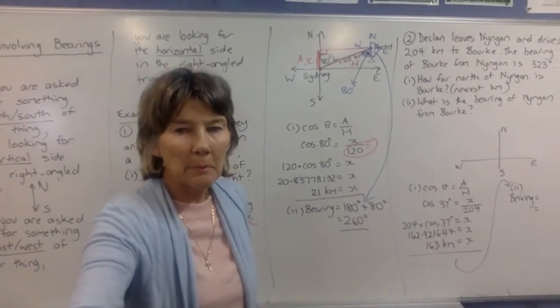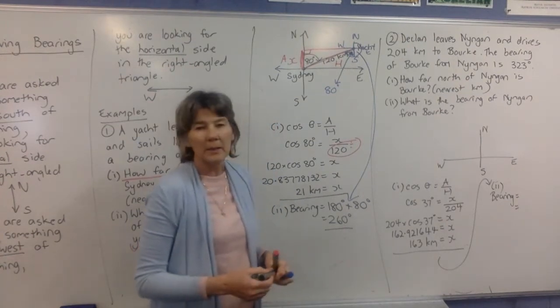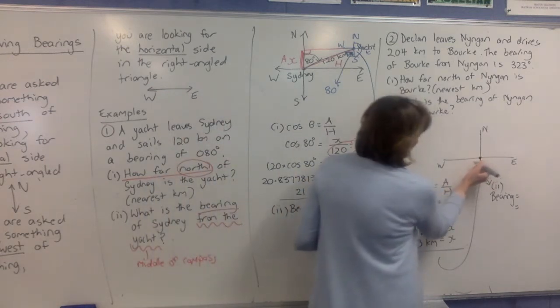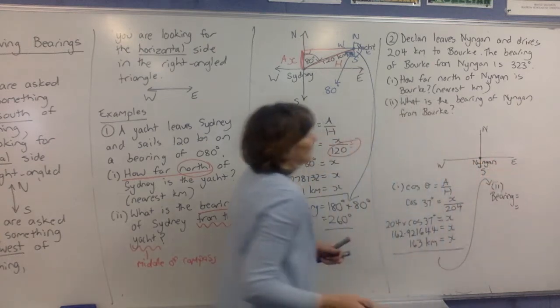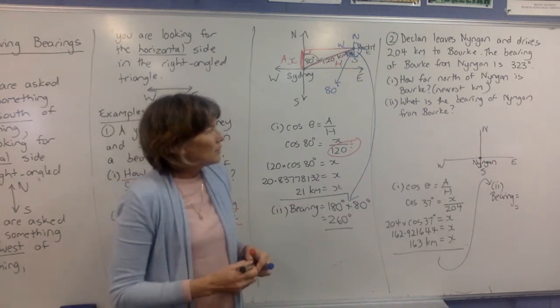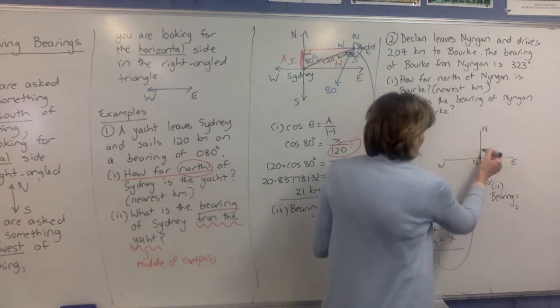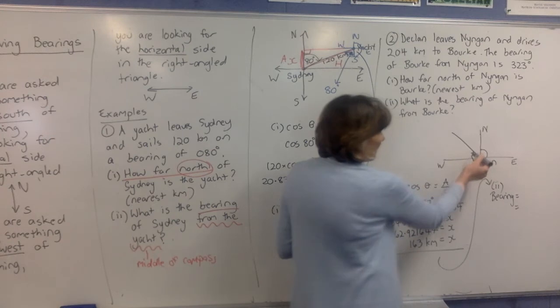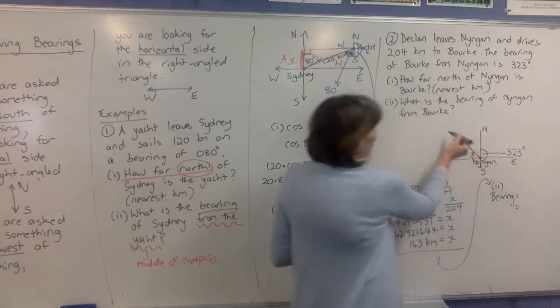Now looking at the second example, Declan leaves Nyngan and drives 204 kilometres to Bourke. So he's going on a trip and he's leaving Nyngan. So he starts his journey at Nyngan. Now he's driving in the direction 323 degrees. So we're going from north, clockwise, 323 degrees. So he's going off in that direction. So that's 270 to there. We're going a bit further to 323 degrees. And off he drives in that direction.